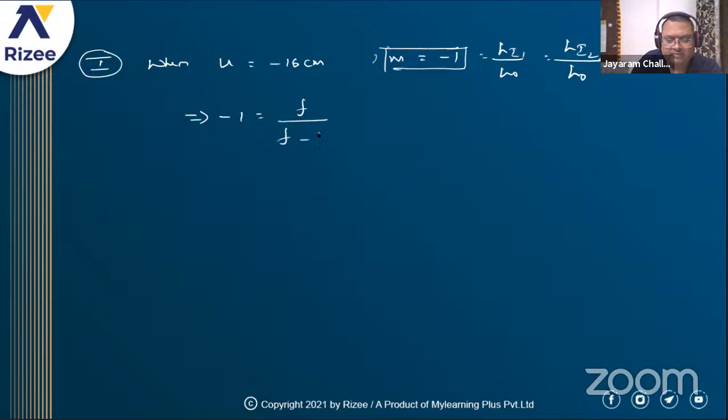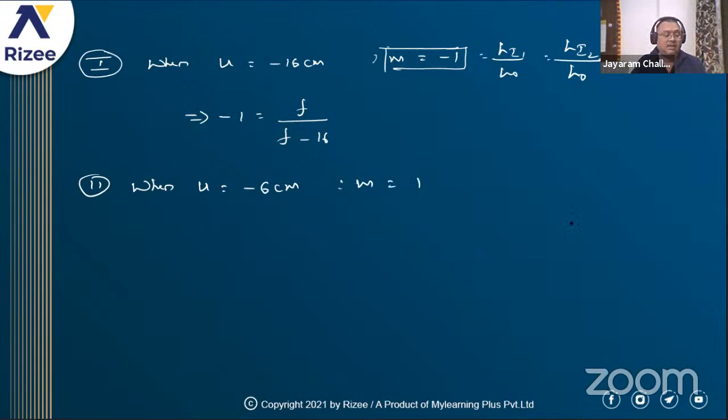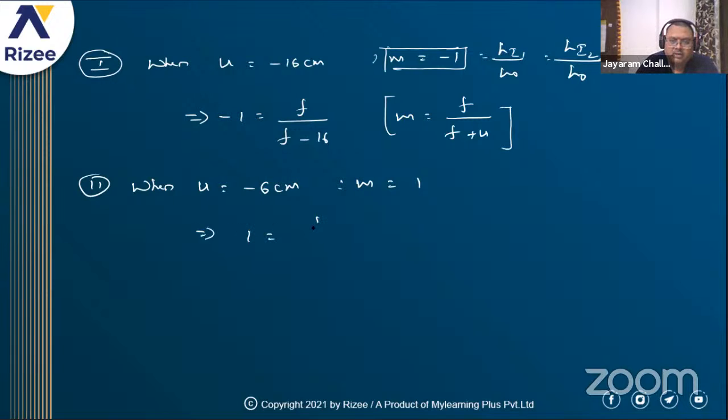Now let's go for case 2, when the object distance u is equal to -6 centimeters. Then we are getting a magnification m equal to 1, since the virtual and the inverted, both negative values, will be cancelled. And by substituting in the formula, which we have got from m is equal to f by f plus u, substituting in the same relationship, 1 is equal to f by f minus 6.